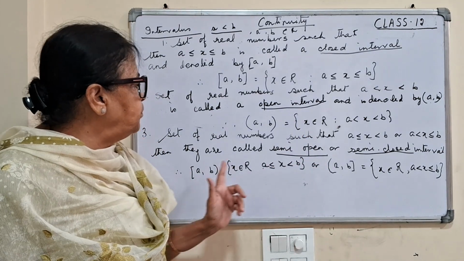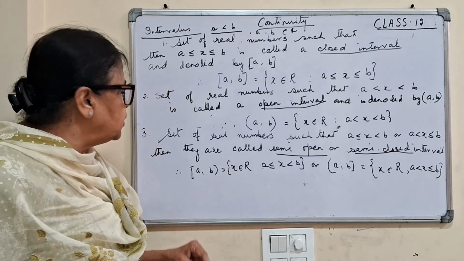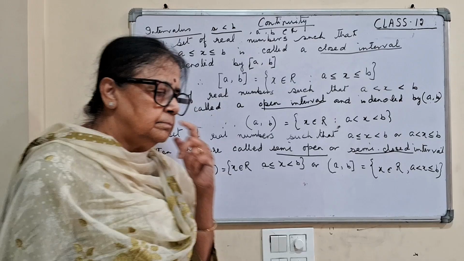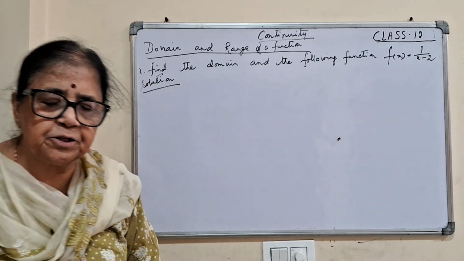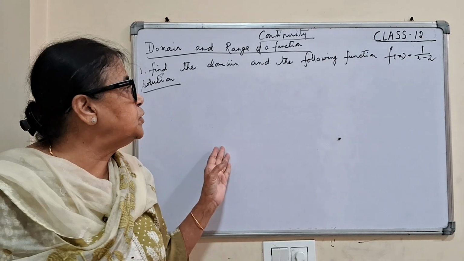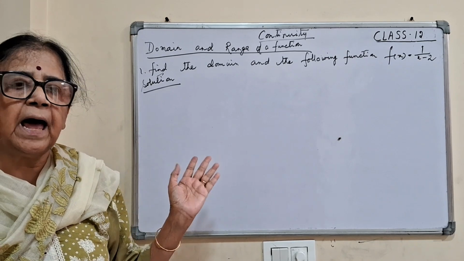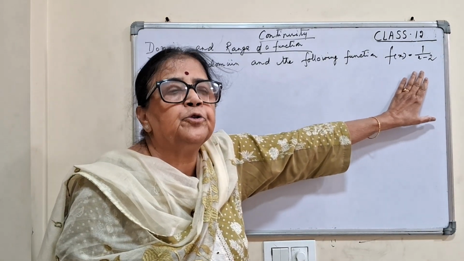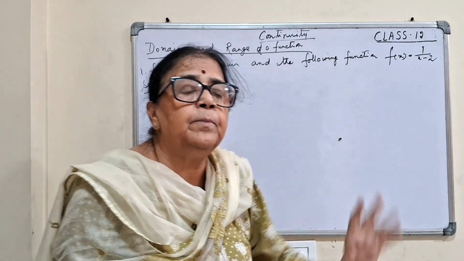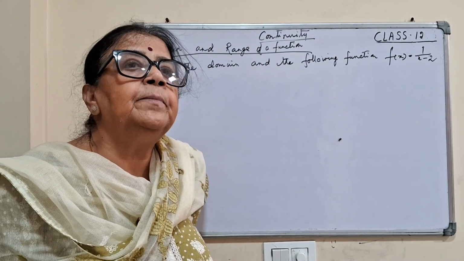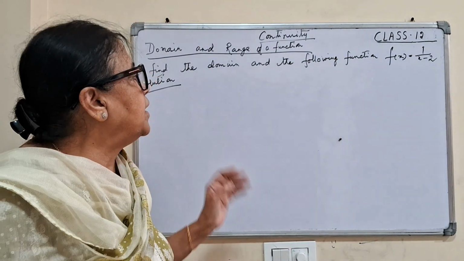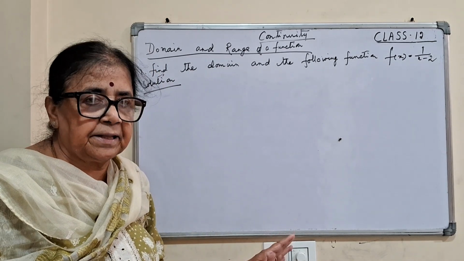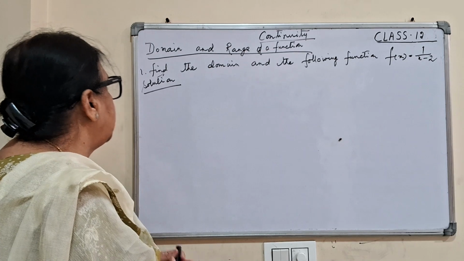Then we will proceed to the domain and range of a function. Domain is what values I can substitute so that the function is defined. Not defined means something like 1 by 0. And range is which values the function will take.